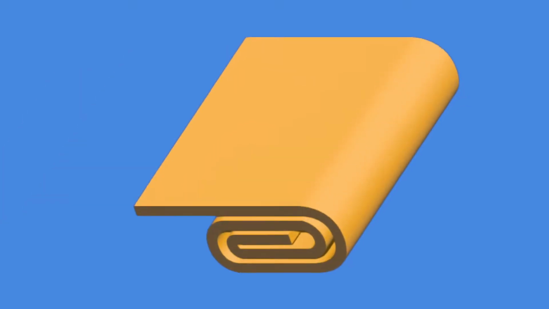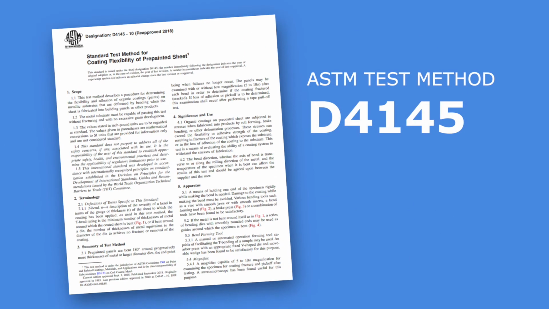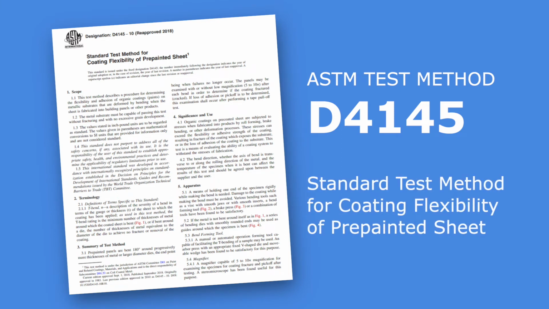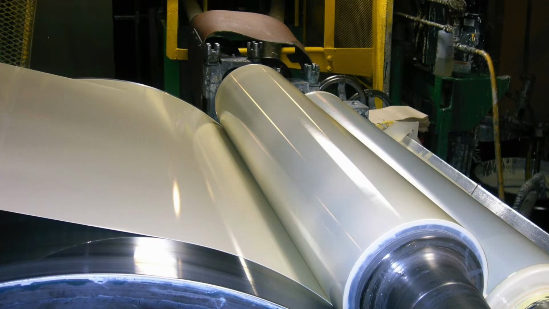This video demonstrates how to perform a T-bend test in accordance with ASTM test method D4145, standard test method for coating flexibility of pre-painted sheet. That will determine the flexibility of a pre-painted sheet.